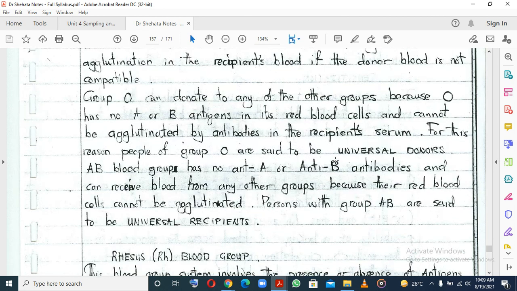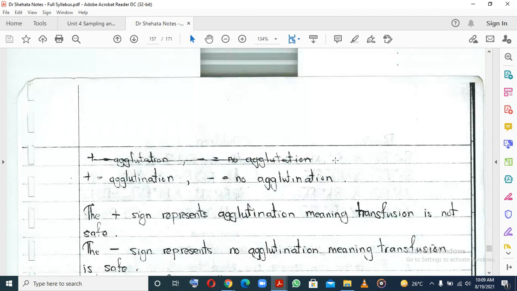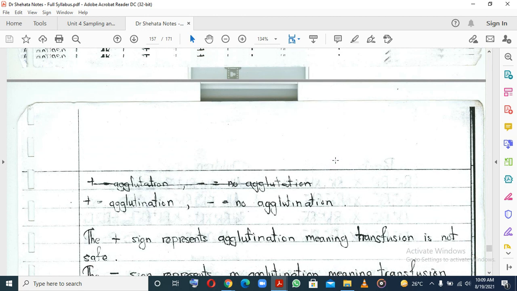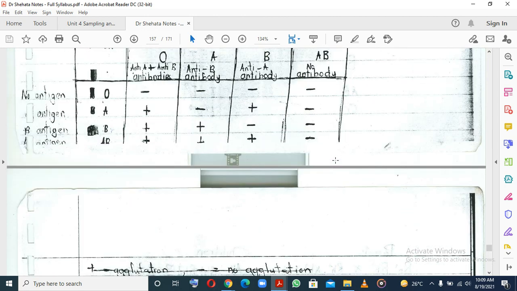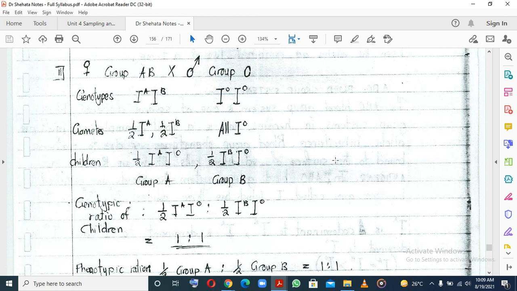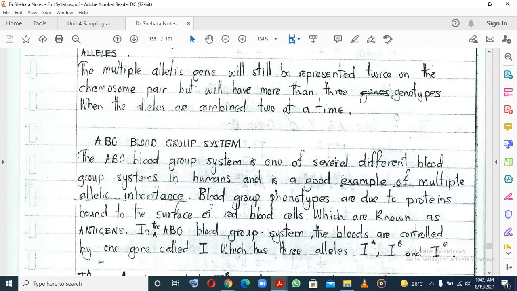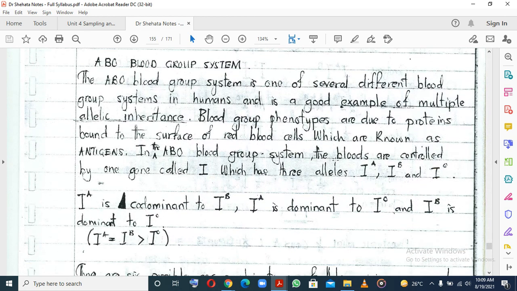We ended on where we are talking about the ABO blood group, and this was a build up to the concept of multiple alleles. So we're just going to build up on that concept. The ABO blood group is one of several different blood group systems. I know this is the most common one that we are familiar with, but there are other systems used to categorize blood groups. The ABO blood group system, as we may know, is very, very common and standardized.